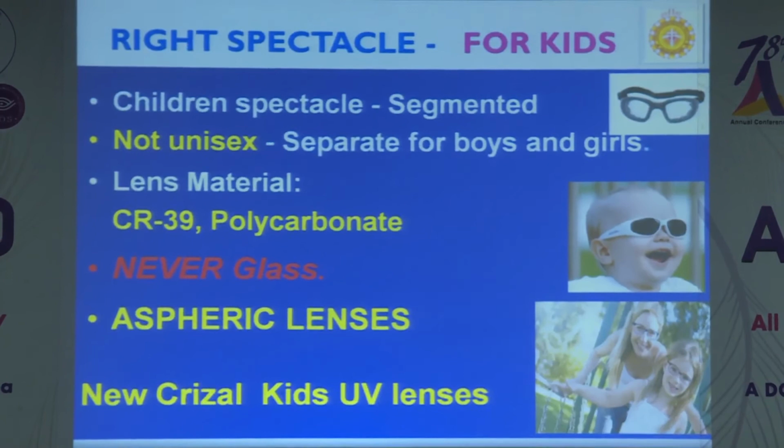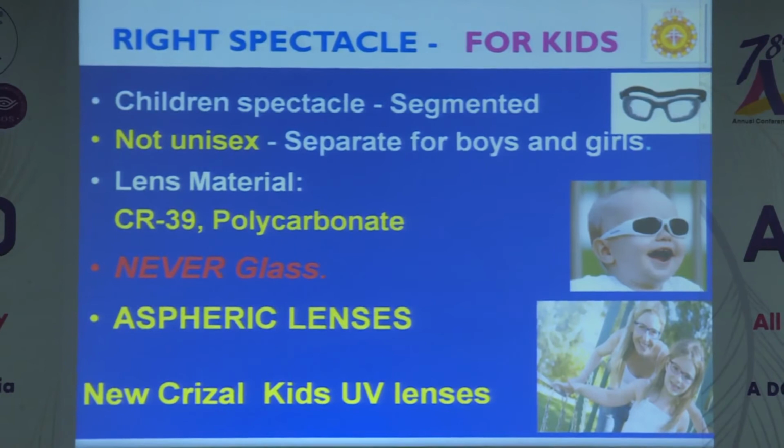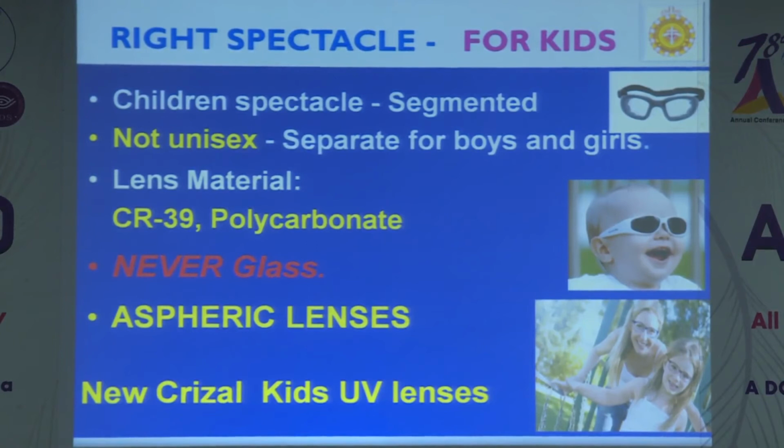For kids, there's a special spectacle. Not all of it is unisex; there's a separate frame for girls and boys. The ideal choice should be polycarbonate. Never use glass for children. It should be polycarbonate or CR39, and you should use an aspheric lens as far as possible.